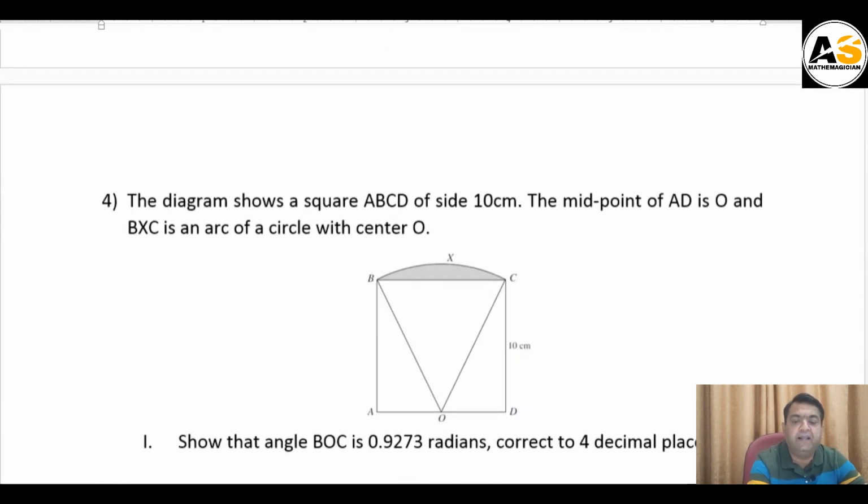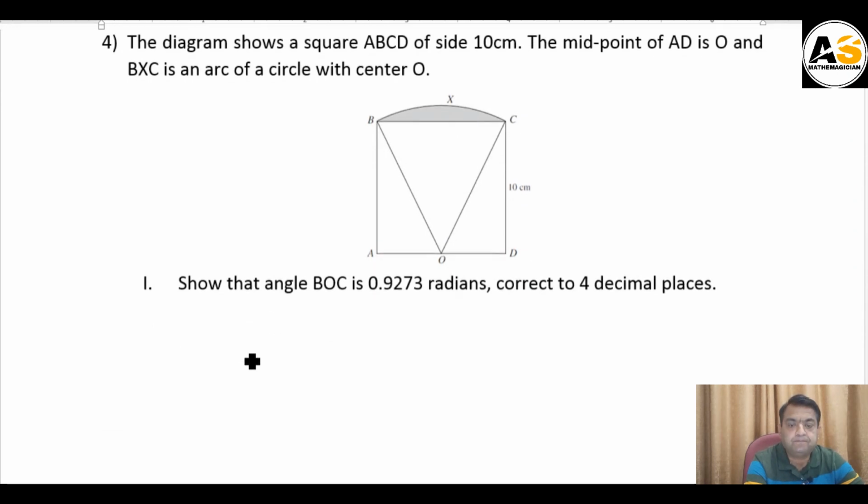Now we are going towards the final question of today's lesson. We are given a diagram. It shows a square ABCD. Its side is 10. This is 10. This is 10. This is 10. The midpoint of AD is O. O is midpoint. It means OA is equal to 5. OD is equal to 5.